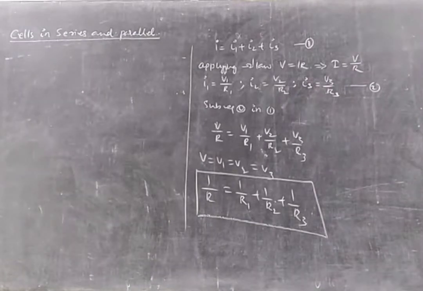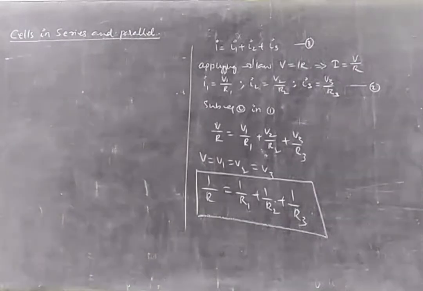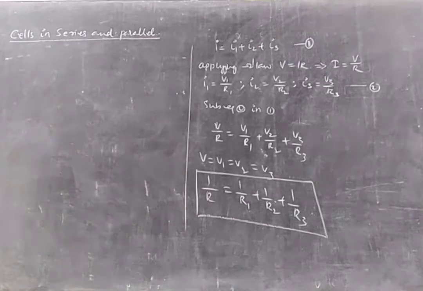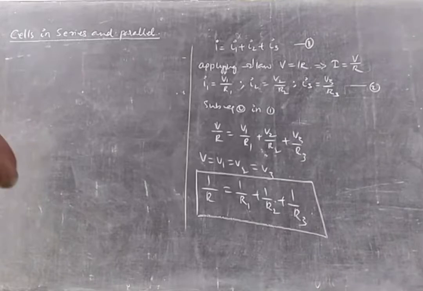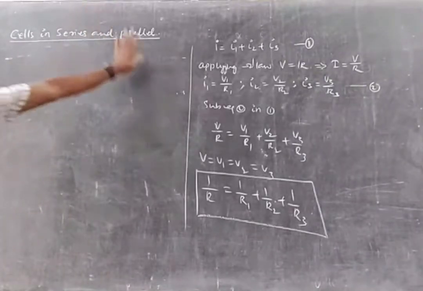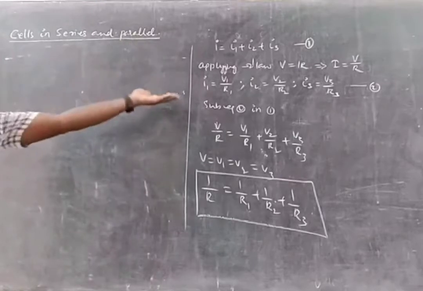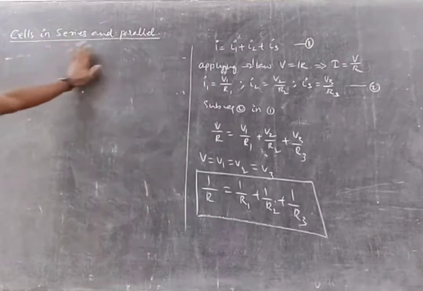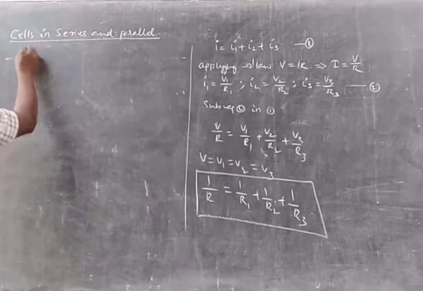Now, cells can be grouped in the following ways. We can group the cells in series, parallel, and mixed combination. Some cells are in series and some others in parallel. So now we discuss the three cases.